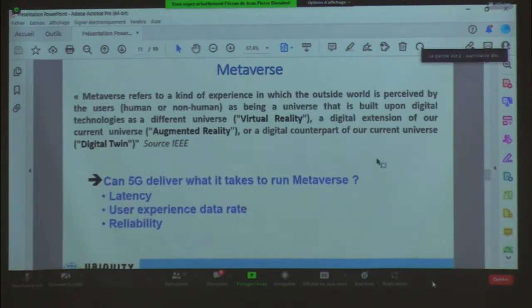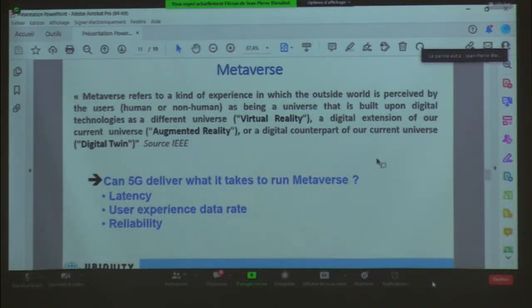Then, of course, metaverse was the buzzword of last year, and it's rapidly expanding. I took a definition from IEEE. Metaverse refers to a kind of experience in which the outside world is perceived by the users as being a universe that is built upon digital technologies: a different universe, VR; a digital extension of our current universe, AR; or a digital counterpart of our current universe, with digital twins that are used everywhere.